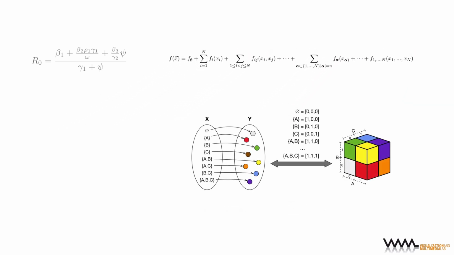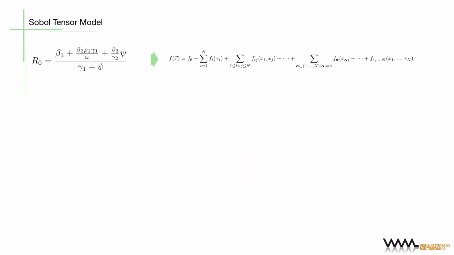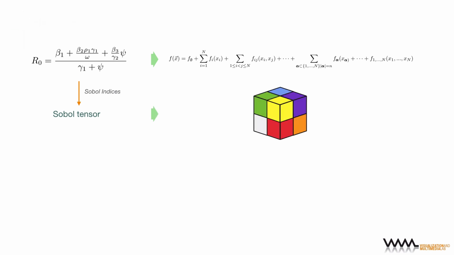Notice that for a function with n input variables, there are 2 to the power of n possible subsets of n variables. Thus, the Sobol decomposition contains 2 to the power of n items. To efficiently manipulate the large set of the Sobol indices, we organize all the Sobol indices into a Sobol tensor, which is a hypercube of size 2 to the power of n. In this format, querying any Sobol indices is equivalent to manipulating hypercube slices.